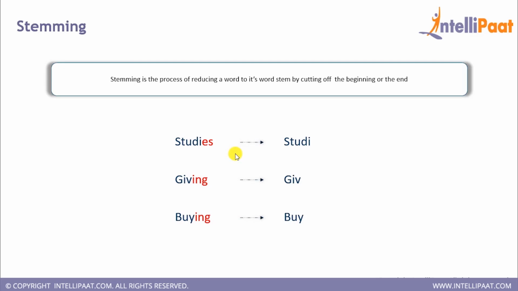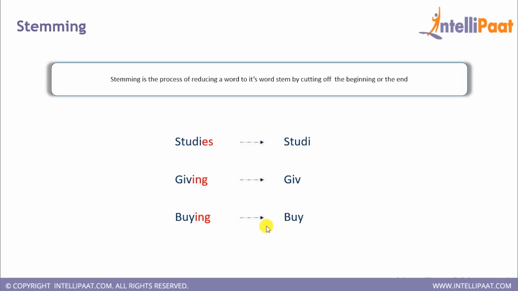So now let's understand stemming. Stemming is the process of reducing a word to its base form. And this is done by cutting off the beginning or ending of the word. So this indiscriminate cutting will be successful on some occasions and fail on others. So let's take these 3 examples over here. In this first case, "studies," we have cut off the suffix "es" and it becomes "studi." In the second case, "giving," we have cut off "ing" and it becomes "giv." And in the third case, we have cut off "ing" from "buying" and it becomes "buy."